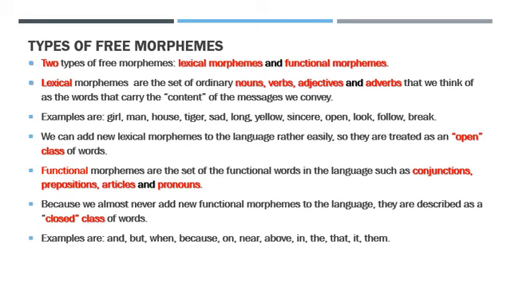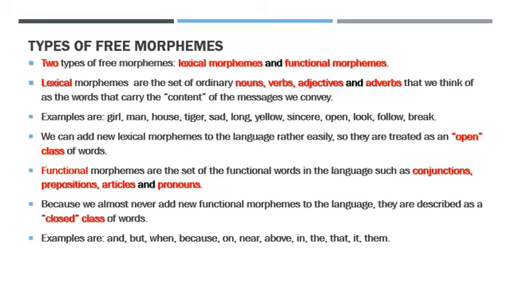Types of free morphemes. Two types of free morphemes we have in English: lexical morphemes and functional morphemes. Lexical morphemes are the set of ordinary words, nouns, verbs, adjectives, and adverbs that we think of. And they can be reused, in other words, by adding some prefixes or suffixes to them. For example, girl could be girls, man could be men, house could be houses, sad could be sadly, sadness, longer, yellowed, opened, etc.